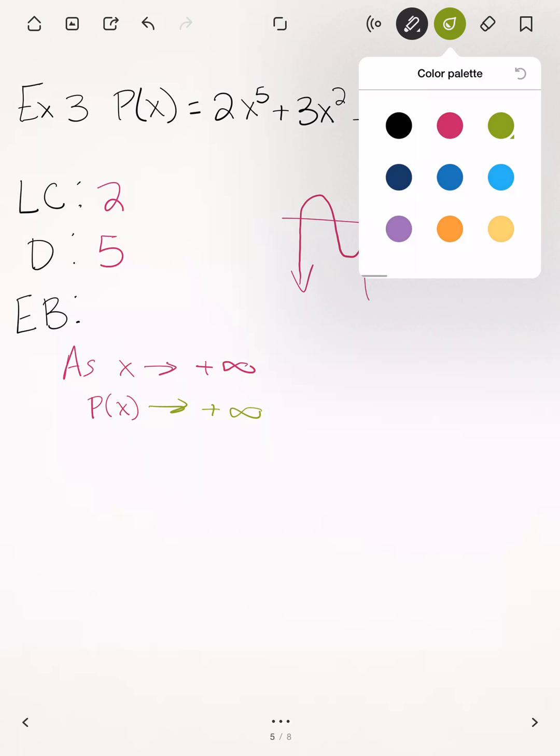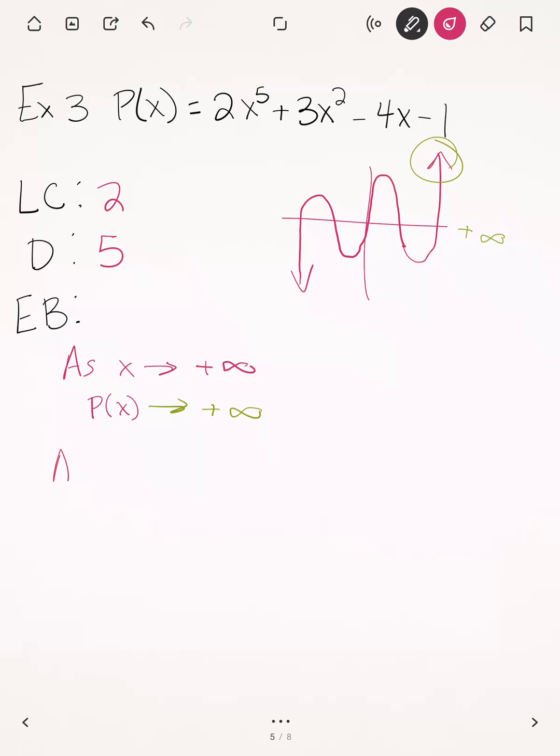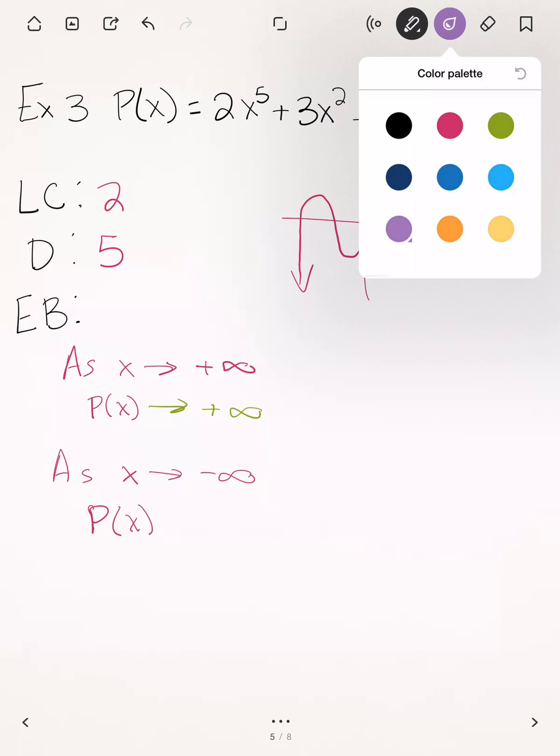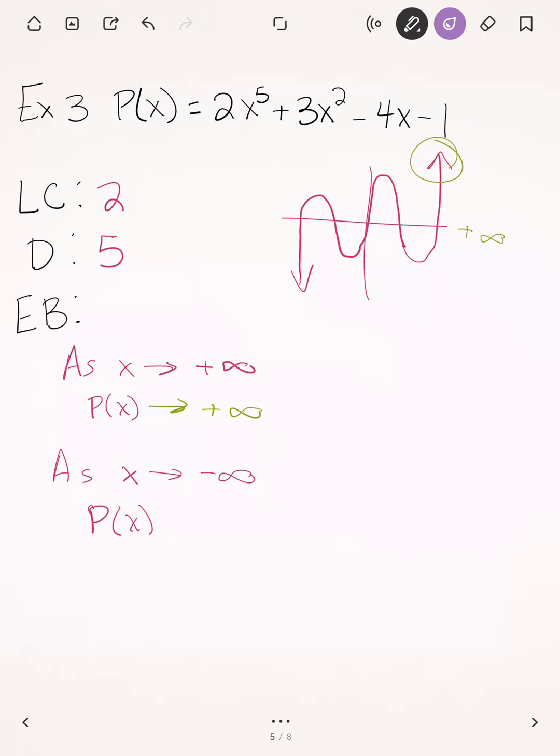The next part, as x approaches negative infinity, p of x, what is happening to that? So let's look over here. So here's negative infinity going this way. My function is going down, so it is approaching negative infinity.